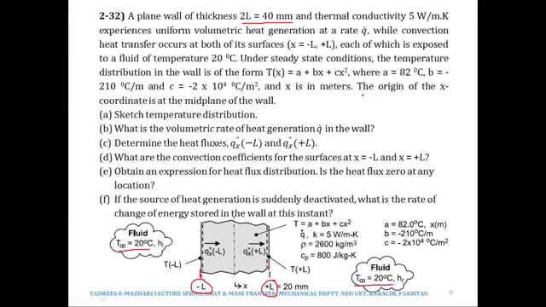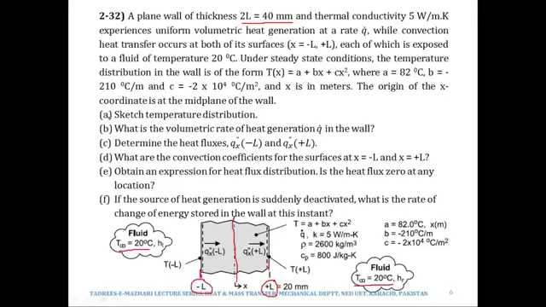The origin of the x coordinate is at the midplane of the wall. This is what we have already figured out. The origin of the x coordinate is at the midplane of the wall. So this is the place where x is 0. Only then this can be at x is equal to minus L, and this can be at x is equal to plus L.